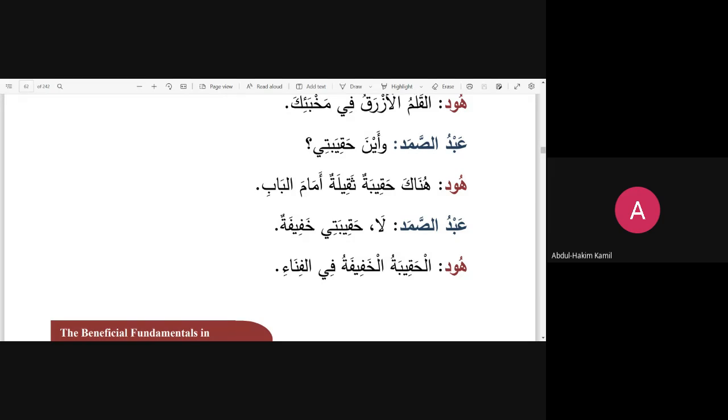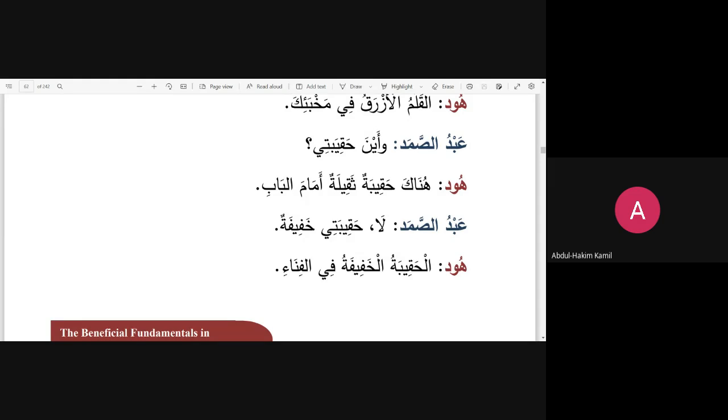Tayyib, wa ayna haqibati, qala. Hunaka haqibatun thaqilatun amama al-bab. What does that mean? There is a heavy bag in front of the door. Over there is a heavy bag in front of the door.